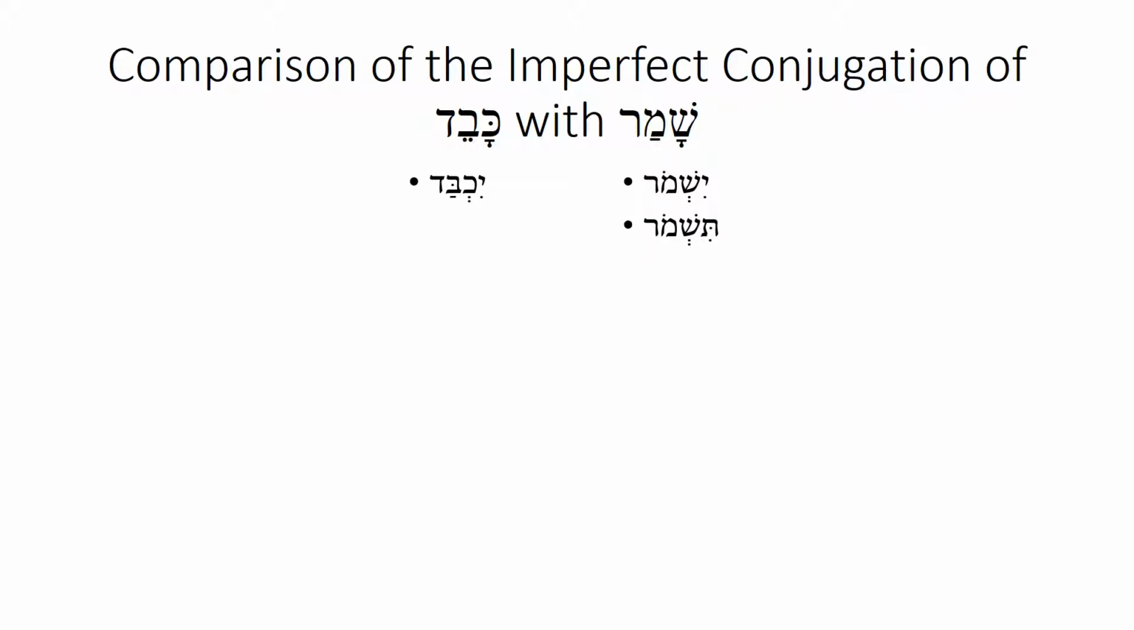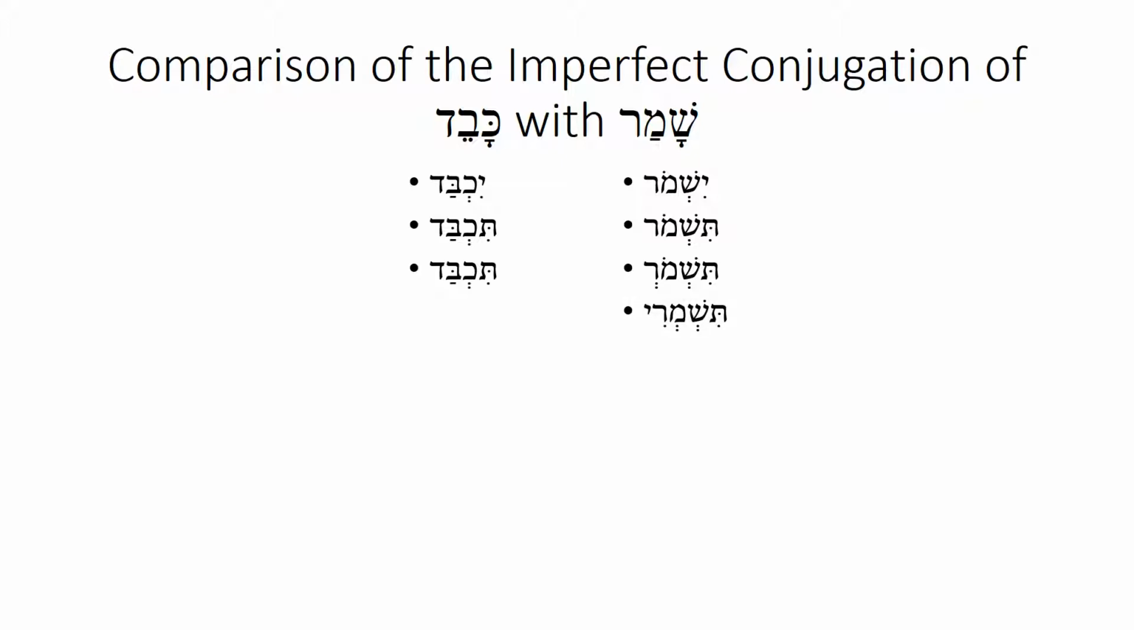In the third person feminine singular, shamer goes to tishmor, but in the E-class verb, the second stem vowel is a patha, and so the form is tikbad. Same exact form for the second person masculine singular, tishmor. We might expect tikbod, but it's not. It's tikbad.